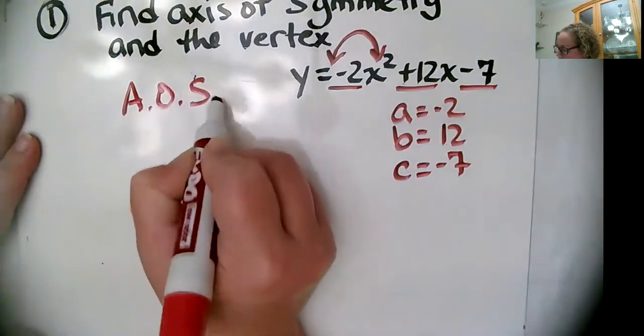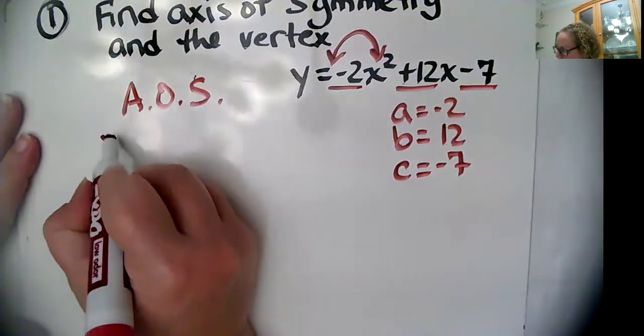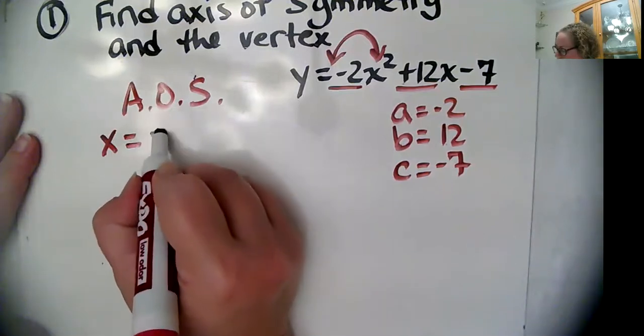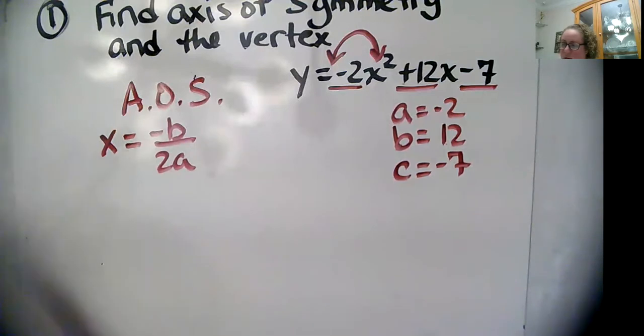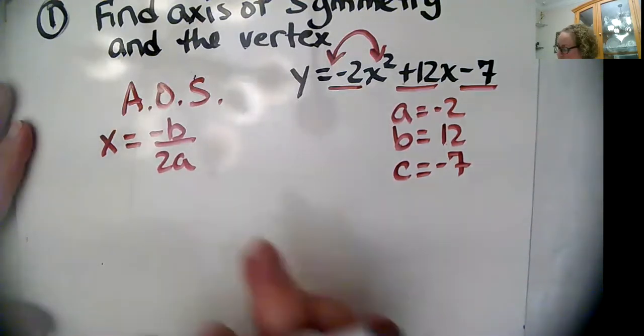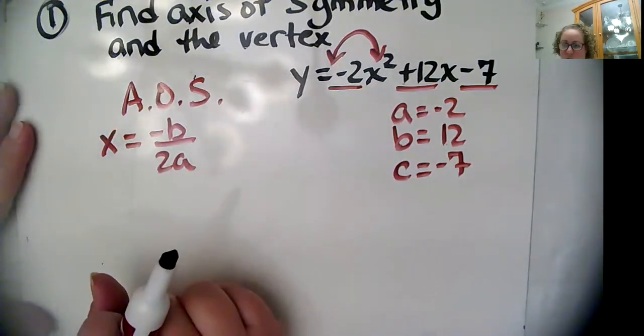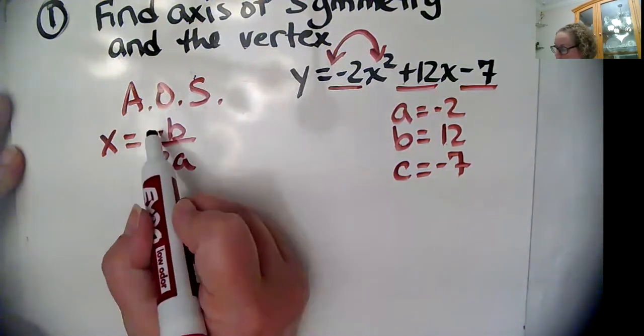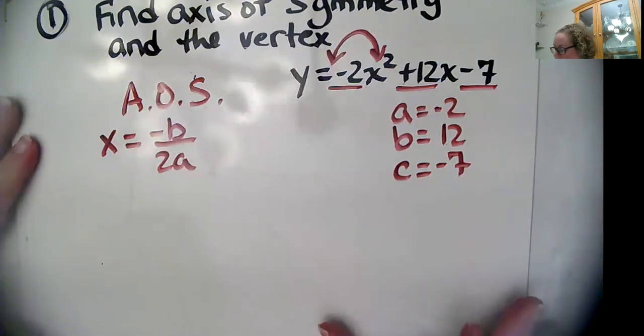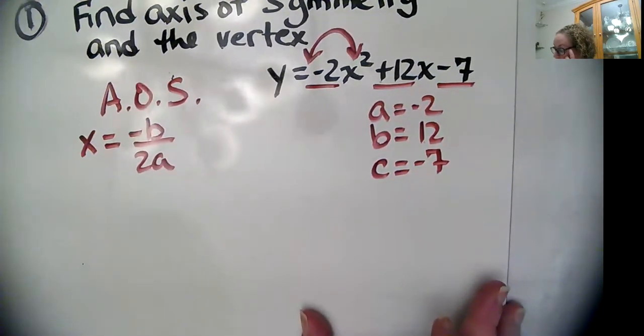Axis of symmetry. That formula is x is equal to negative b over 2a. In the book, it shows the negative in front of the fraction. Remember that negative could be applied to the numerator or to the denominator. It does not matter. They're all equal to each other.